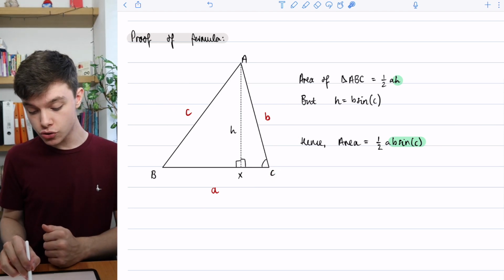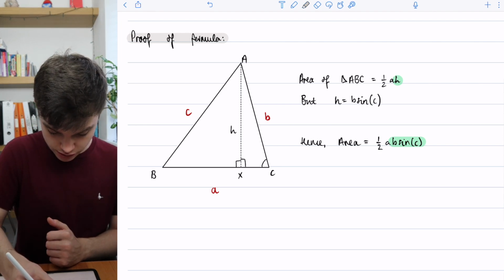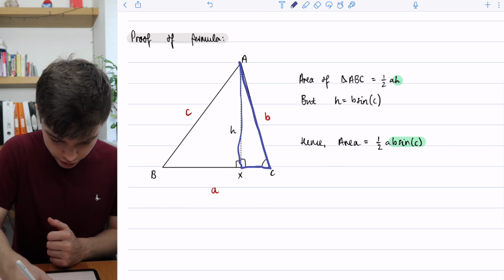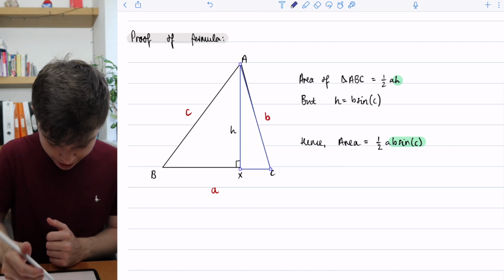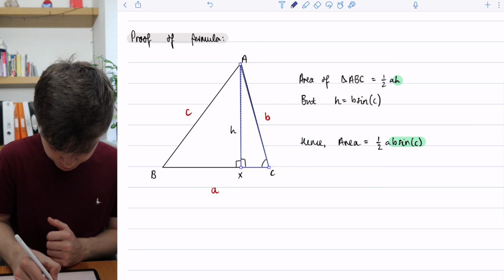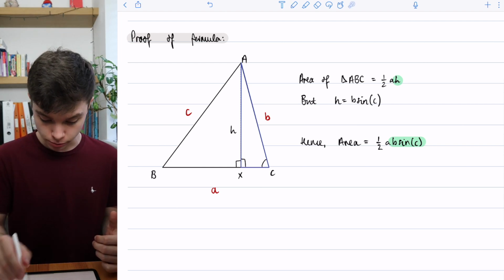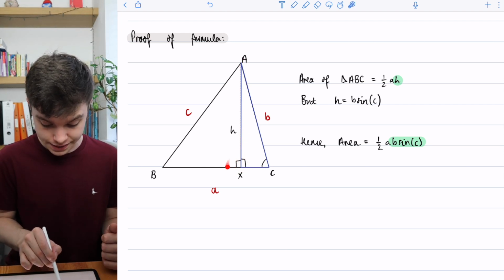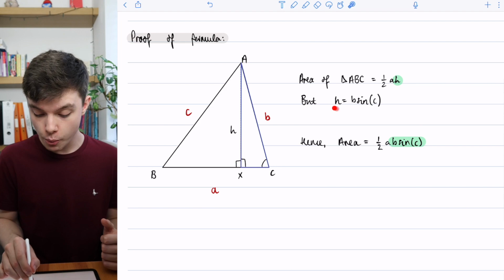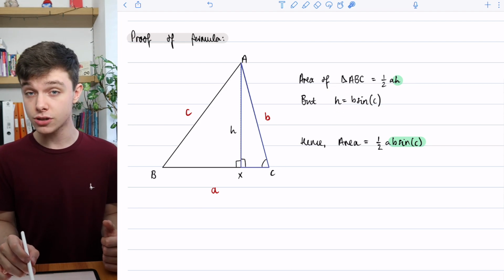But we know we can use trigonometry on this part of the triangle. Let me do it in blue. We can use trigonometry just on that bit of the triangle there. Let me remove the fill from that, that's better. We can use trigonometry there because it's a right-angled triangle, because we know the perpendicular height intersects at a right angle here. And we can basically get an equation, if you like, with H the subject.